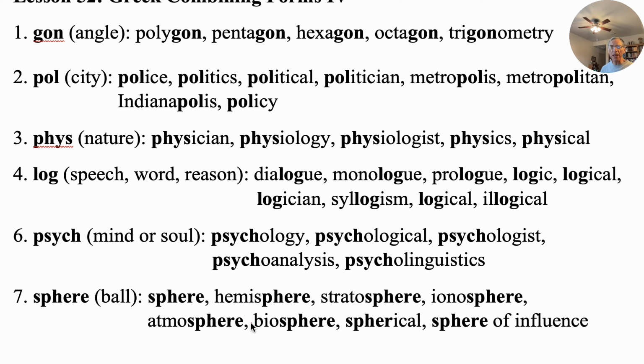Next we have biosphere, and again, that's just the sphere of life. Then we have spherical, so something that's shaped like a ball is said to be spherical. And then the last one, I added this one, sphere of influence. That is the people that you're able to influence.